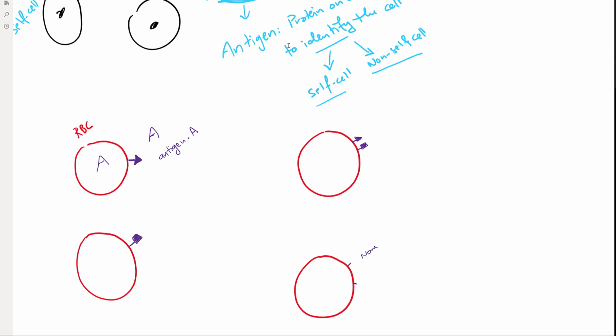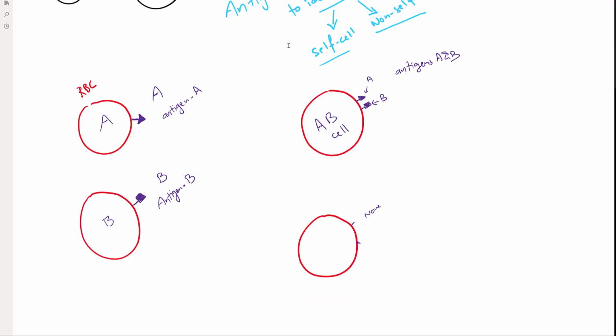This cell is displaying the square, we'll call this square B. So this cell is displaying antigen B. So this is a B cell. This cell is displaying both A and B, so it displays antigens A and B. Therefore, this is an AB cell. And this cell displays none. Therefore, this is an O cell. O means none, like think of the none.